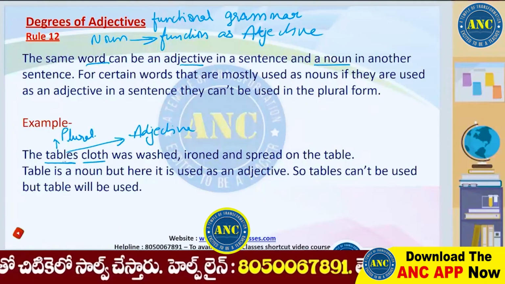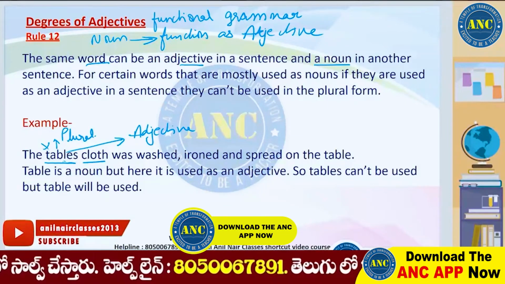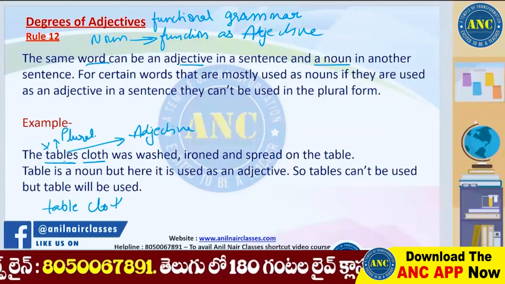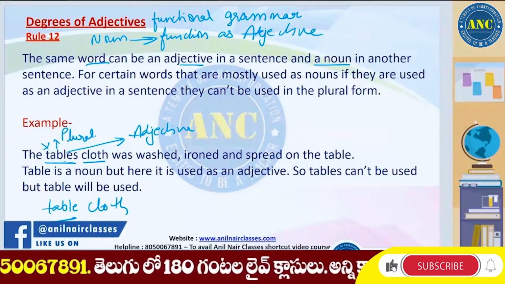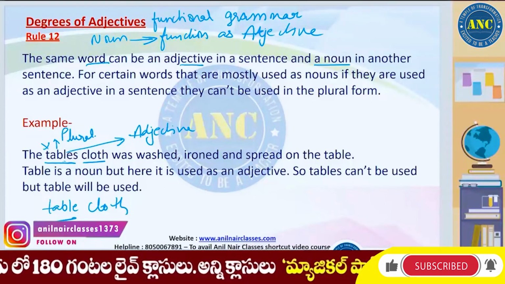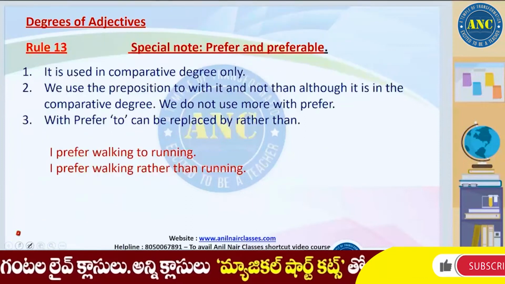Now we can't use the tables over here, which is wrong. We have to use only the table cloth because this table is used as an adjective, so we can't use the plural form of it. Clear? Let's move ahead to the next slide.